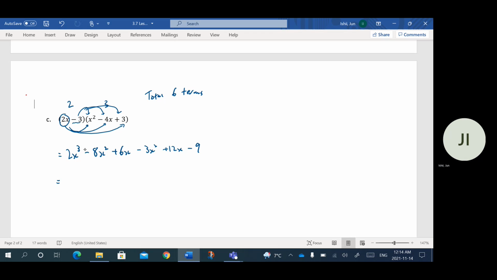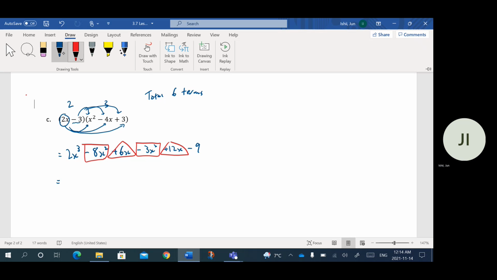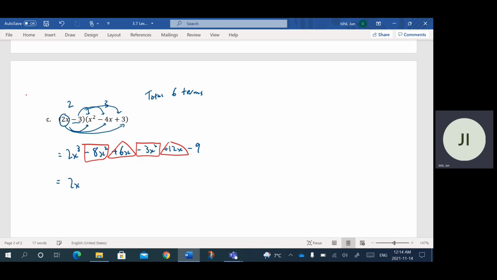So the negative 8x squared and the negative 3x squared, those are like terms. 6x and 12x are also like terms. The 2x cubed, you're going to leave by itself. So that's 2x cubed, minus, let's put these two together here, so minus 11x squared.